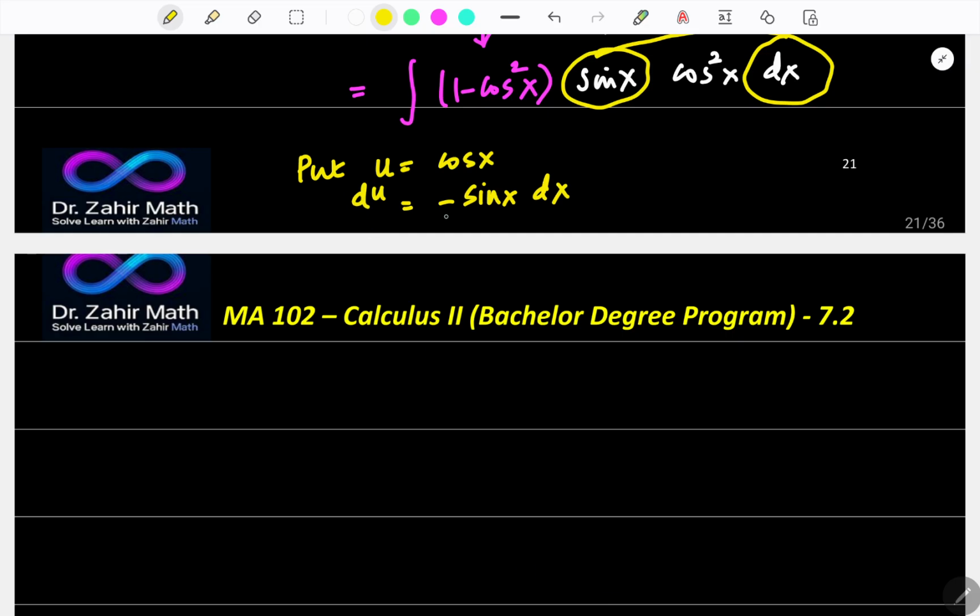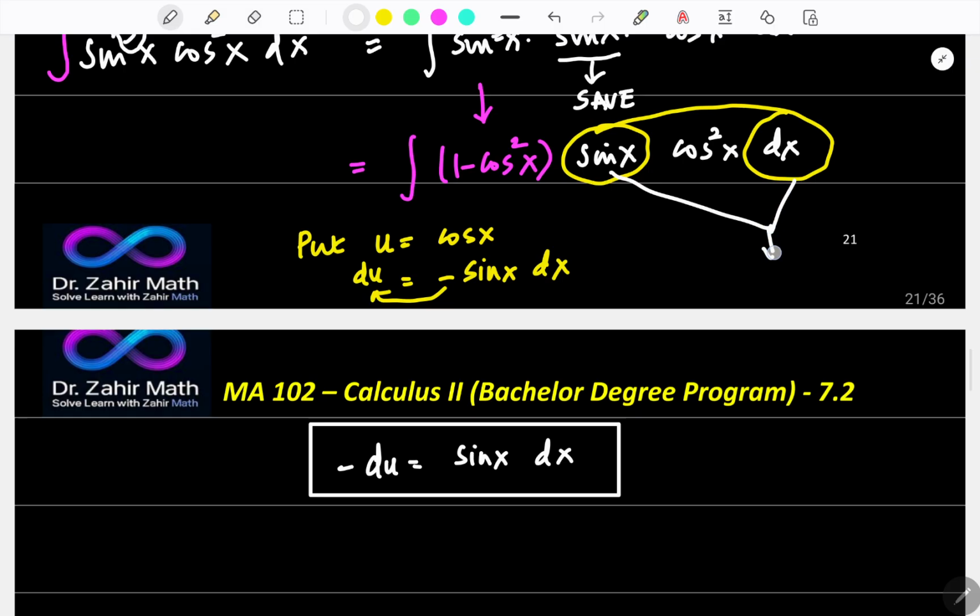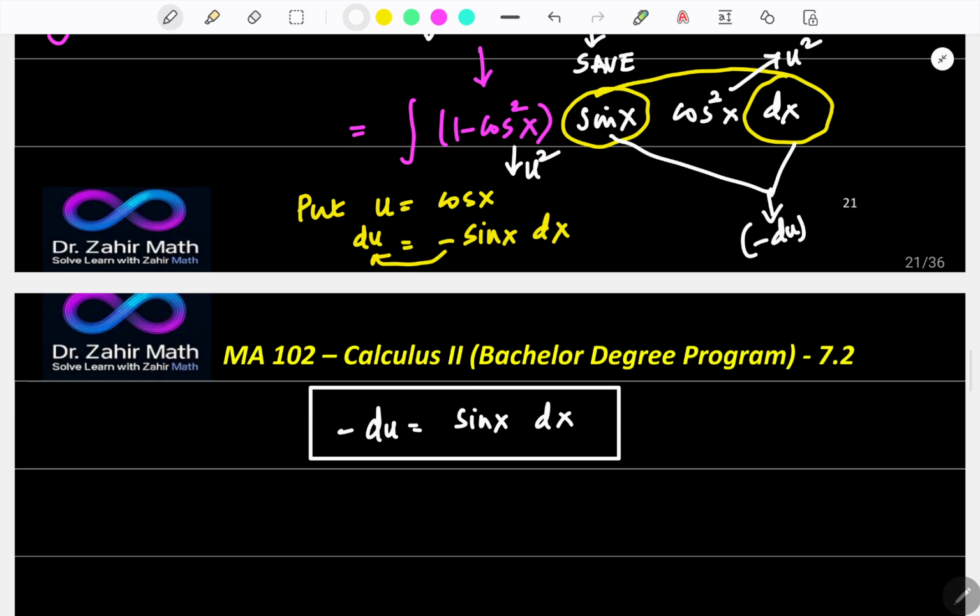So du is equal to minus sine x dx. I'll take this minus to this side. So minus du equals sine x dx. So this will become minus du. And cosine square x will become u square. So finally, what happened to the integral? The integral becomes integral 1 minus u square, and then sine x dx I'm getting minus du, and then cosine square x I'm getting u square.